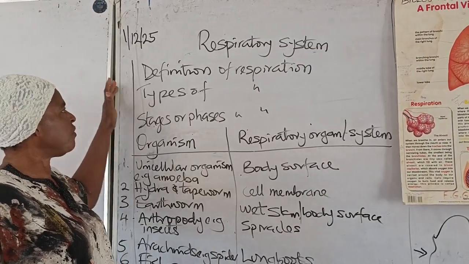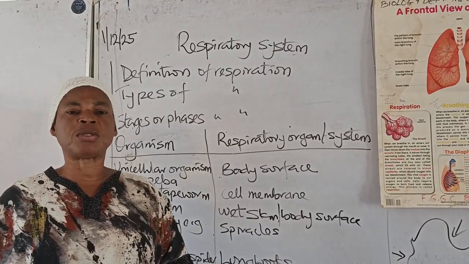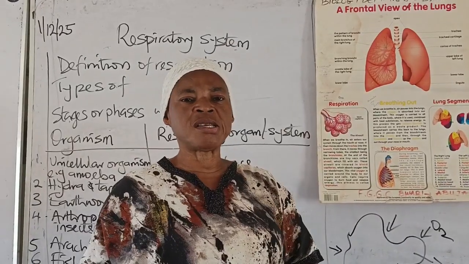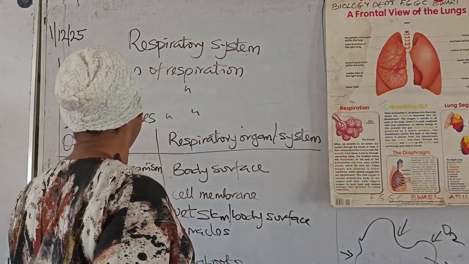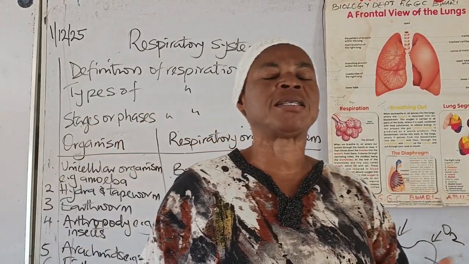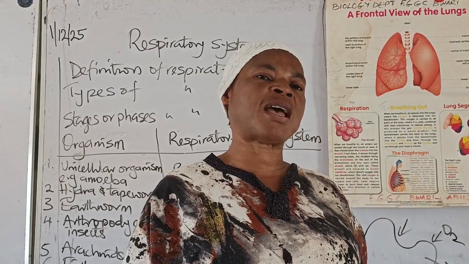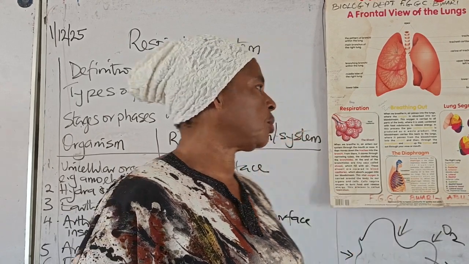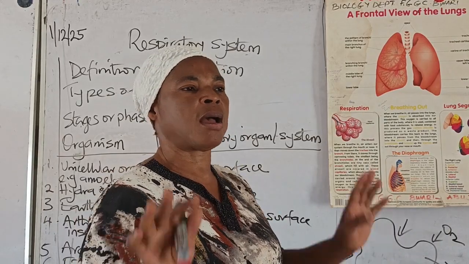Respiration can be defined as the biochemical activity of the cells in which glucose is broken down by a series of reactions controlled by enzymes to release energy, carbon dioxide, and water vapor. And we have two types of respiration: aerobic respiration and anaerobic respiration. Aerobic respiration is the type that requires oxygen. That means that without oxygen, no respiration. In the case of anaerobic respiration, it does not require oxygen.